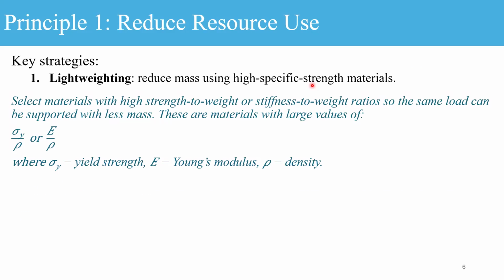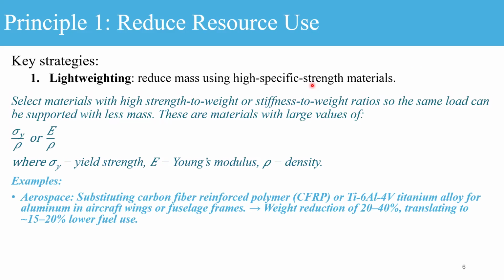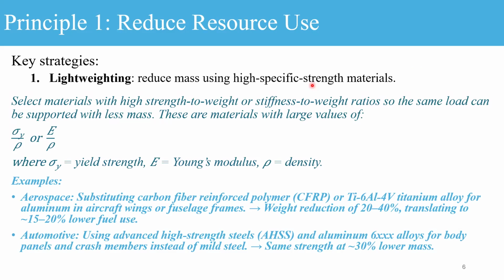Some examples of lightweighting include application in aerospace, where we substitute carbon fiber in polymer or titanium aluminum vanadium alloy for aluminum in aircraft wings and fuselage frames. This helps reduce the weight by 20 to 40%, which translates into almost 15 to 20% lower fuel consumption. Another example is in automotive, where using advanced high-strength steels and aluminum 6000 series alloys for body panels, instead of mild steel, we can achieve the same strength at around 30% lower mass.